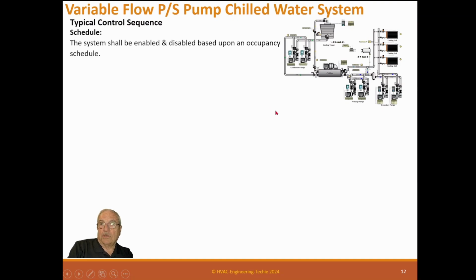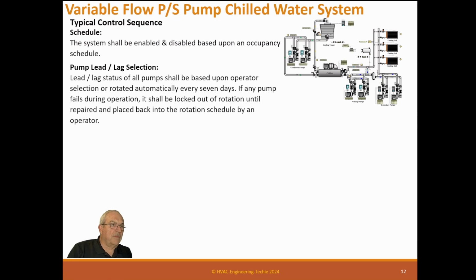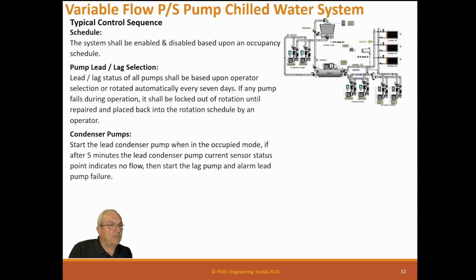All right, so let's look at the control sequences. The system should be enabled and disabled based upon an occupancy schedule. Pump lead-lag selection. The lead-lag status of the pump should be based upon operator selection or rotated automatically every 7 days. If any pump fails during operation, it should be locked out of rotation until repaired and placed back in operation by an operator. Condenser pump. Start the lead condenser pump when in the occupied mode. If after 5 minutes the lead condenser pump current sensor status point indicates no flow, then start the lag pump and alarm a pump failure.